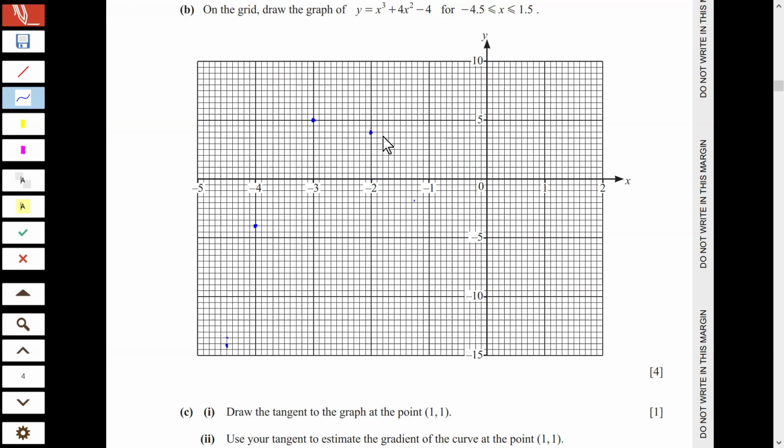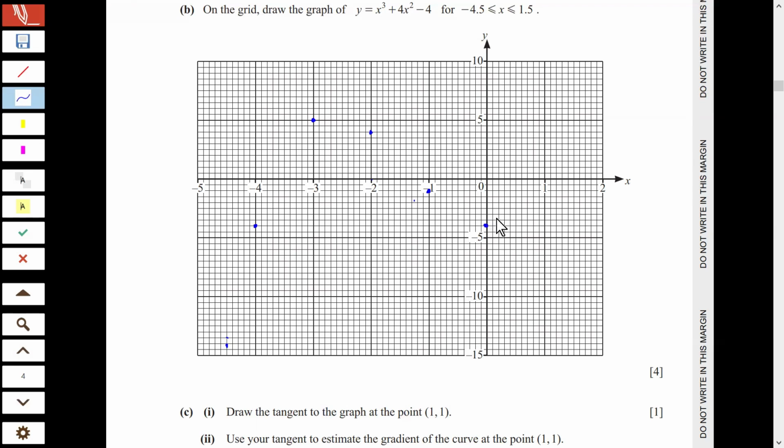And then we have the next value, (-1, -1). When x is -1, y is -1. So x is -1, y is -1 should be somewhere here. And then when x is 0, y is -4. So -4 should be somewhere here.